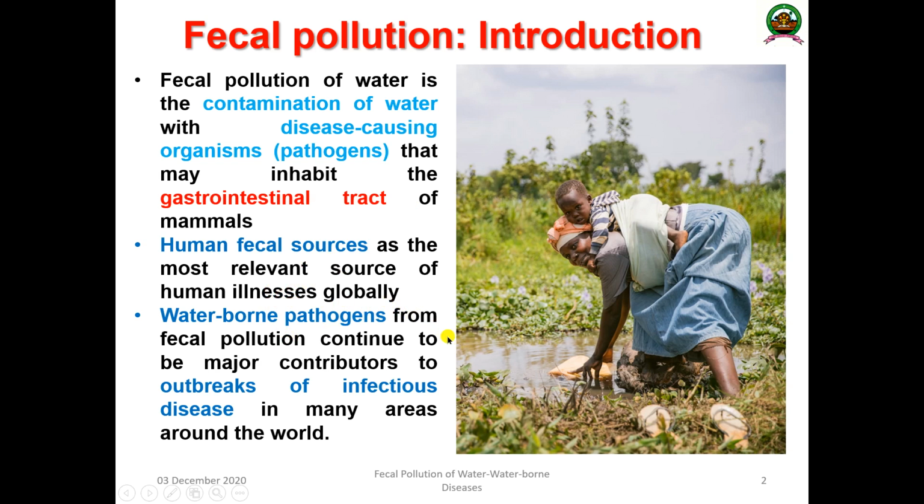Waterborne pathogens from fecal pollution continue to be the major contributors to outbreaks of infectious disease in many areas, including many developing countries in the world. People have been using contaminated water for their daily requirements, and through water the microorganisms are transmitted to humans. So this is one of the major sources of transmission of infection in humans.